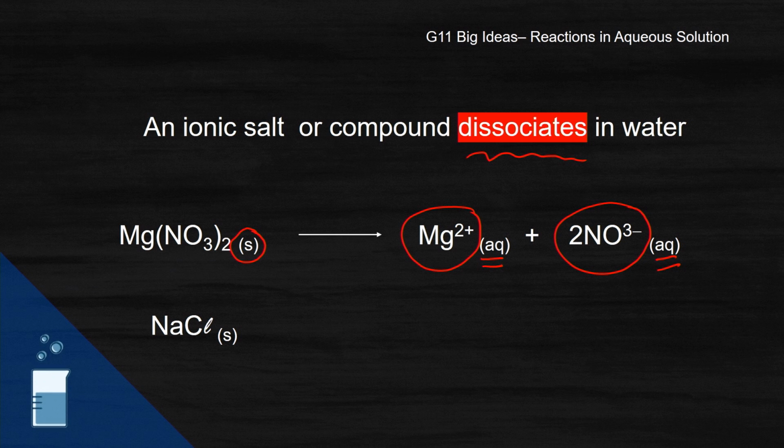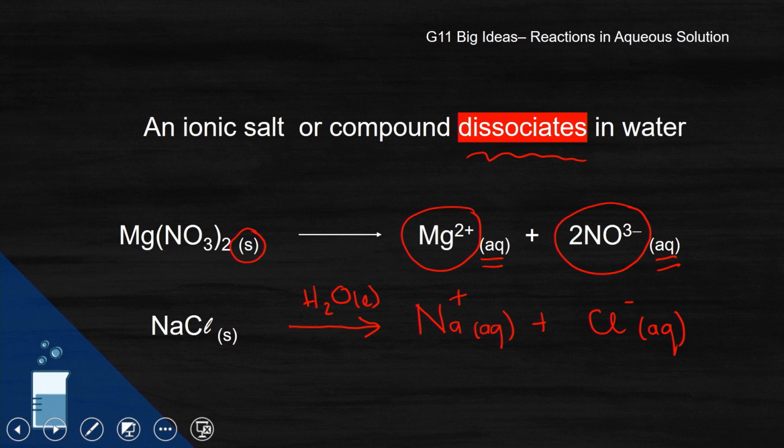Let's try it out with the sodium chloride that we have. We are adding water in the liquid form, and the solid will dissociate into the cation, which is sodium, and the anion, which is the chloride ion, and that is going to be aqueous.